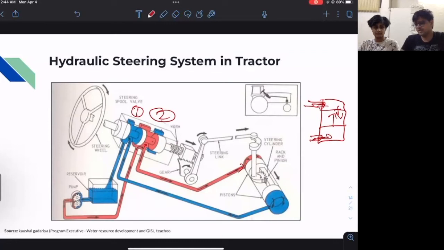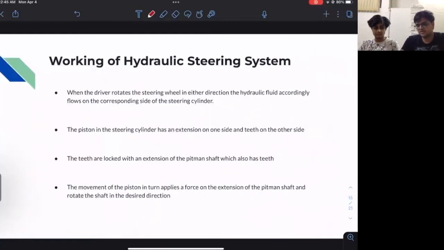After the fluid is pushed into the cylinder, this piston has basically two sides. One is the extension on which the pressure is applied, and second is a set of teeth, which is locked with another gear, and this gear is connected to the pitman shaft, which helps in the rotation of the wheels by rotating the axle. The working of the hydraulic steering system has been explained in the previous slide.